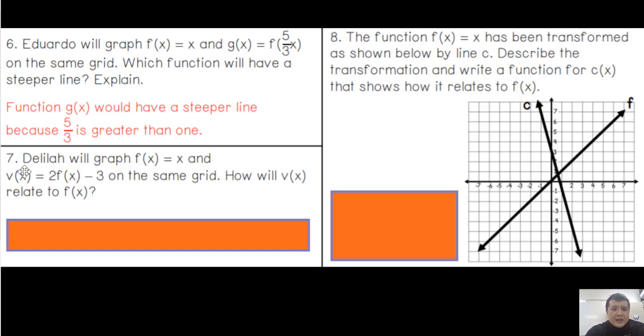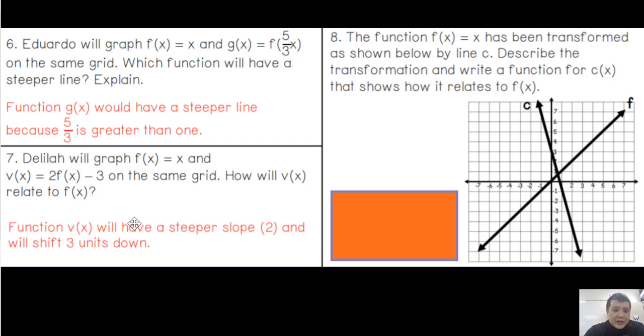Number 7, Delilah will graph f of x equals x and v of x equals 2 f of x minus 3 on the same grid. How will v of x relate to f of x? Well, here, because multiplication comes first, we would always do the multiplication first. Okay, so here we'd have a steeper line and transform it down 3.